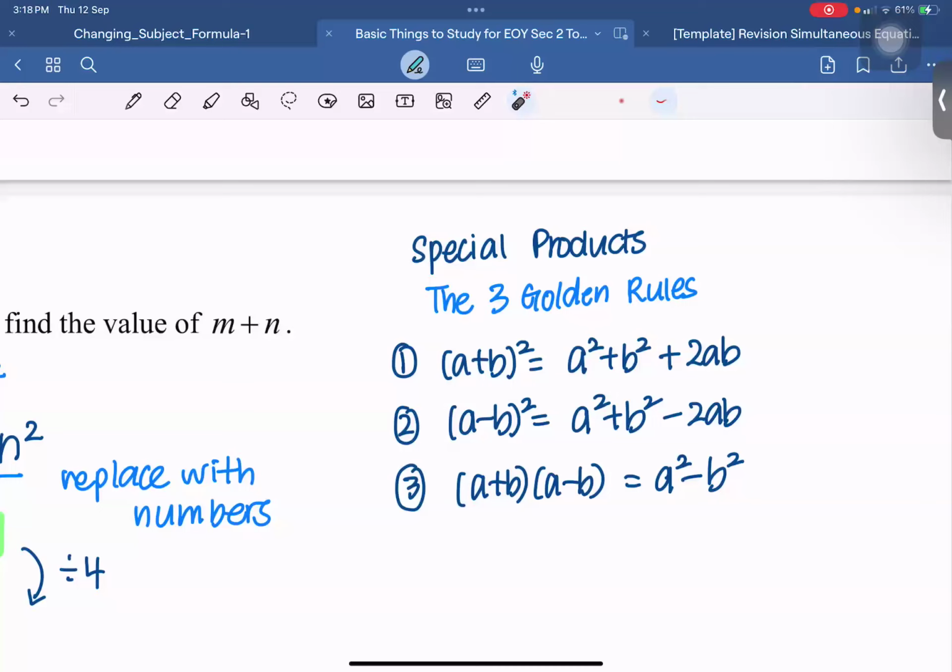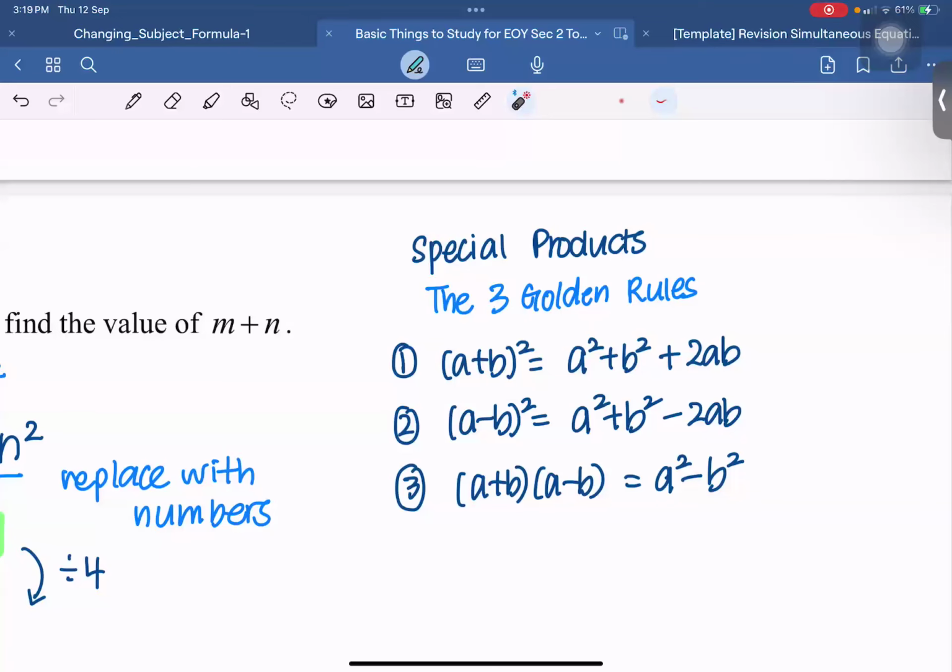And I tell my students that if it's a plus b whole thing squared, yes, I get a squared plus b squared. But a and b marry each other, they got 2 babies. So this is a plus 2ab. Then a minus b squared, it is a squared plus b squared also. It's not minus b squared, it's a squared plus b squared. But a times b is negative ab, and they got 2 of them, 2 babies, but it's negative. So this is the part that helps to differentiate the 2 of them. Then the third one, a plus b times a minus b becomes a squared minus b squared. Most of you will be familiar with this one.